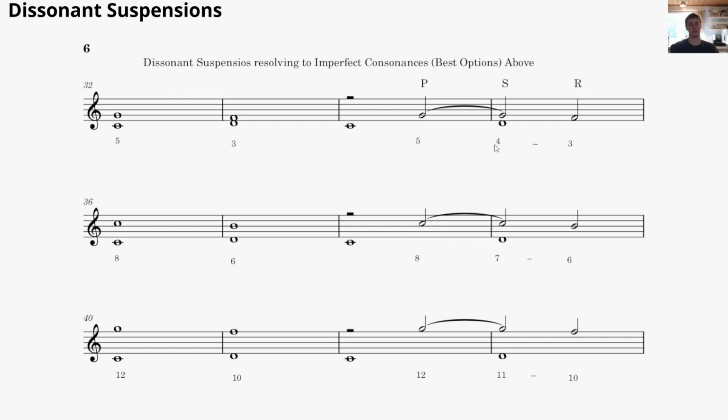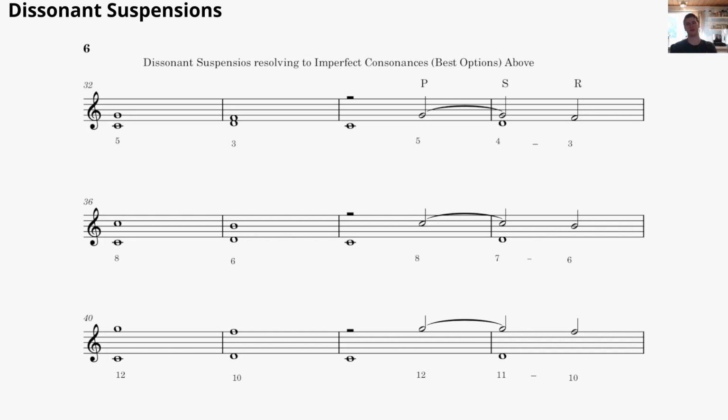The dissonance must be prepared by a consonant on the previous upbeat. So our prepared note has to be a consonant interval. So let's just break that down one more time. P and S are the same note. In other words, prepare and suspend. Your prepared note has to be that consonant interval from the upbeat before it. So the previous interval. Next, the dissonance must resolve down a step to a consonant on the next upbeat.